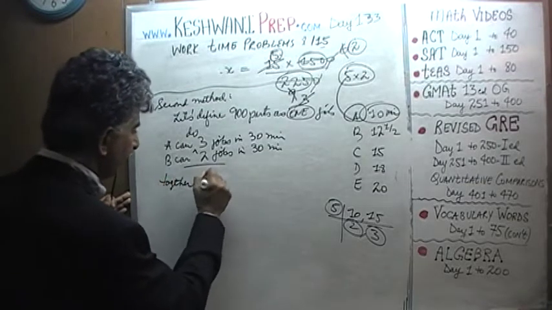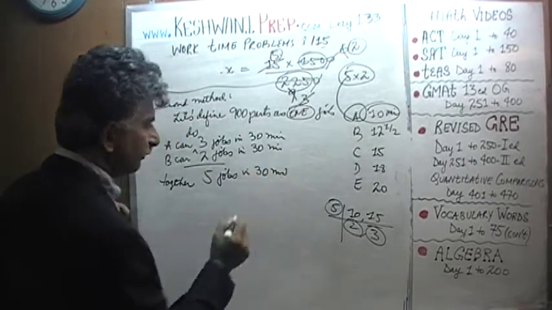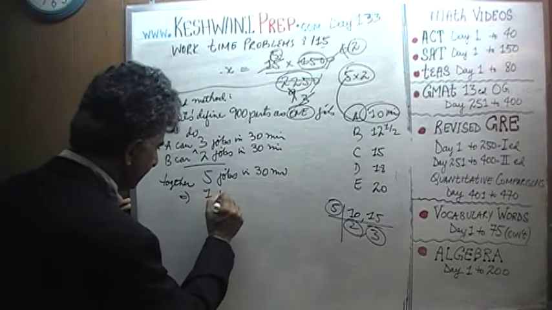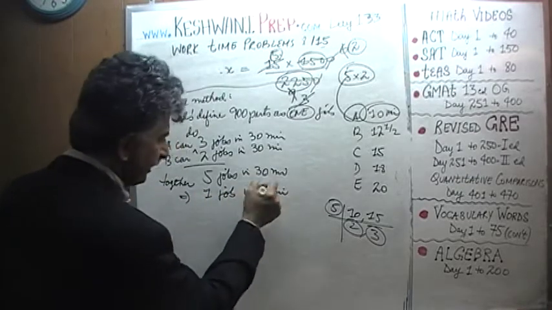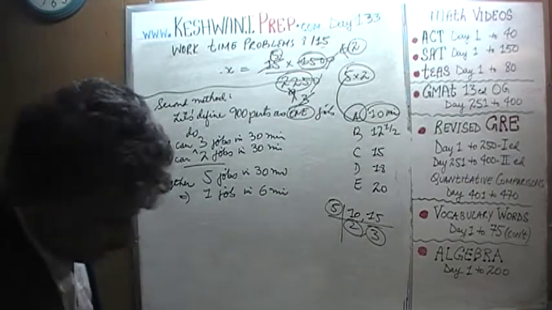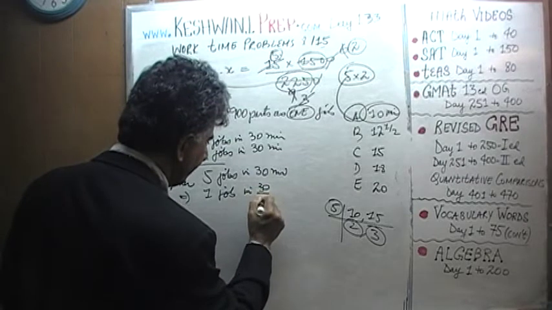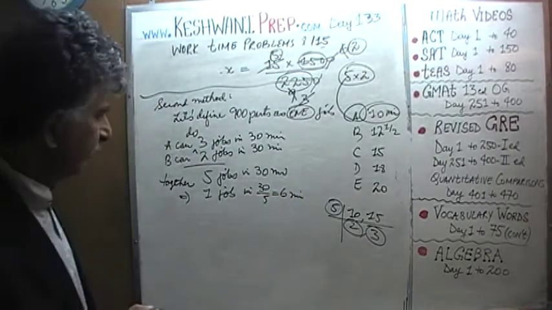That implies that together they can do five jobs in 30 minutes. You with me? If they can do five jobs in 30 minutes, that implies that one job will take them 6 minutes. 30 divided by 5, or 6 minutes. Are you with me still? Stay with me, the story is very important.